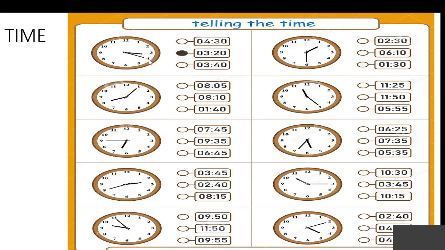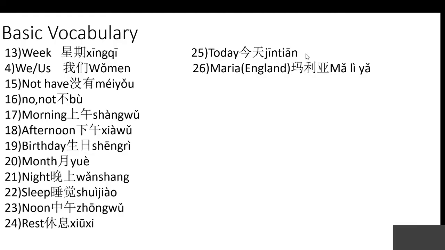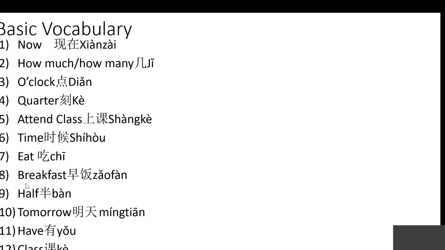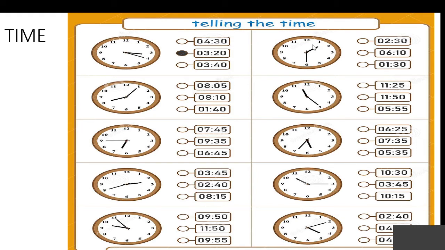20分, 20 is 20 minutes. So how about this? This is 1点半. Ban is half. As you can see, ban is half. 1点半. Yi is 1 o'clock. Ban is half. So 1:30. This is 8点. 8点 is 8 o'clock. 5分 is 5 minutes. This is 11点25分. 11 o'clock 25 minutes.